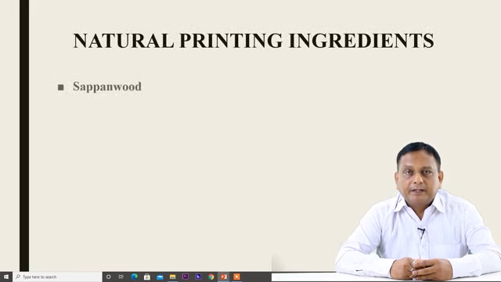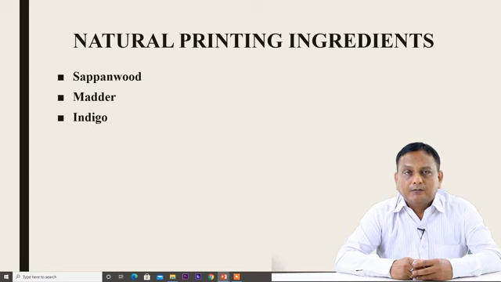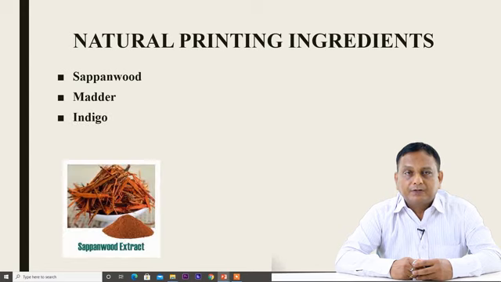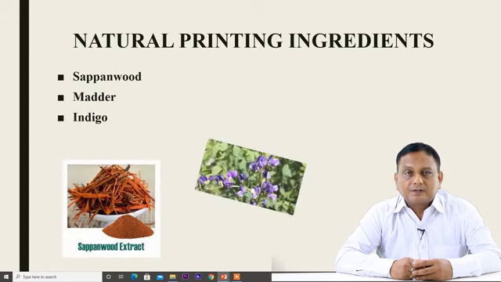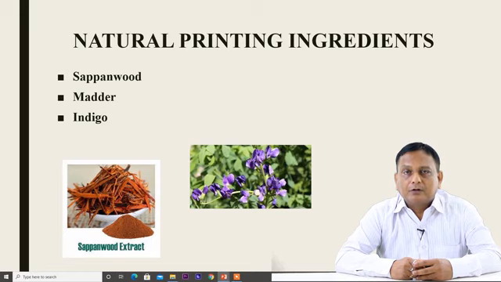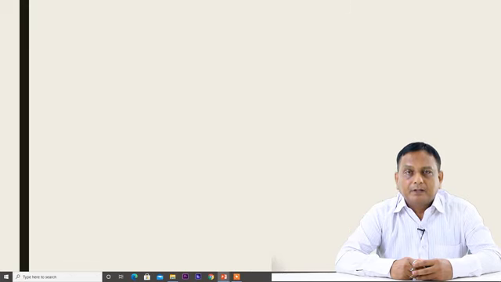Now natural printing ingredients, if you see what different types of dyes are used: sappanwood, madder, indigo are very common in this. This is the figure where we used this kind of dyes in printing, and we got a very good effect on the textile substrate. So natural printing ingredients are available in nature.